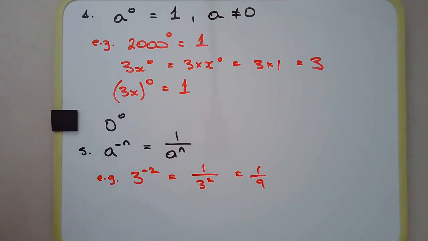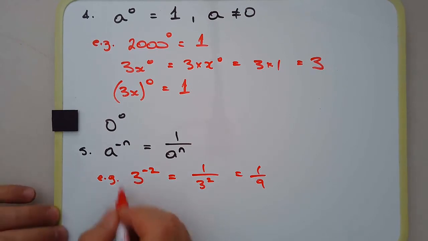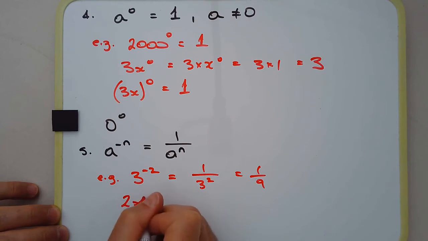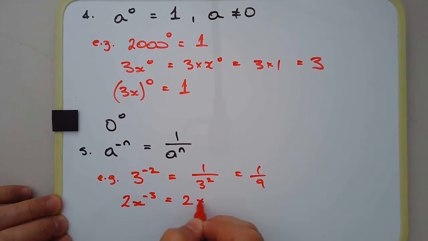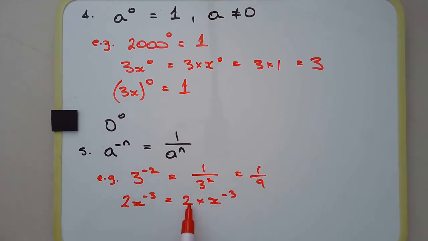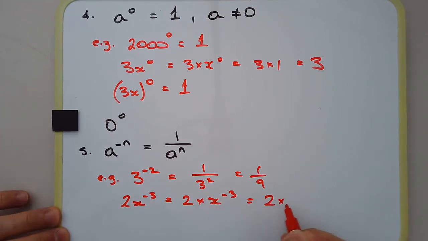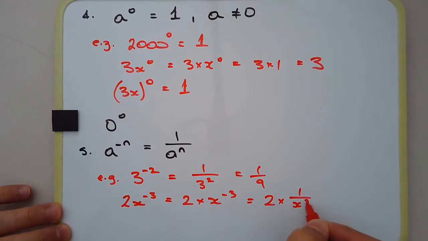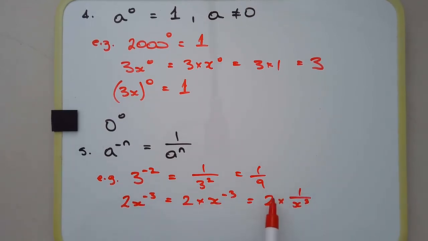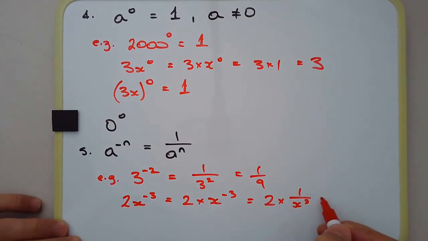Let's have a look at something a little bit different, a slightly different example, a bit of a twist. What about if we had, say, 2x to the negative 3? That's the same as 2 times x to the negative 3. Notice that the 2 has nothing to do with the negative 3 at all, which is just 2 times x to the negative 3, which is a fraction, a reciprocal. It's 1 over x to the 3, and because we're multiplying the whole number by a fraction, the whole number multiplies the numerator, and that's equal to 2 over x to the 3.